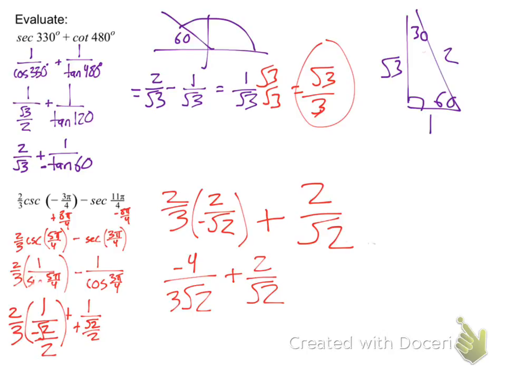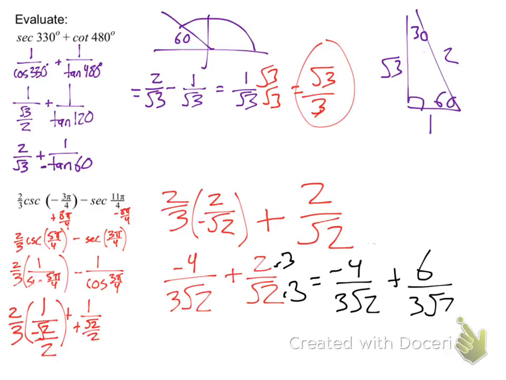Some of us probably want to fix that right now. They're freaking out, saying, I got square roots in the bottom. What if I said I don't want to fix it right now? I just want to put them together. Yes, I have to take the second fraction and multiply it by 3 over 3. That'll allow me to have a 3 square root 2 on the bottom as well. Common denominators. So I get negative 4 over 3 square root 2 plus 6 over 3 square root 2.